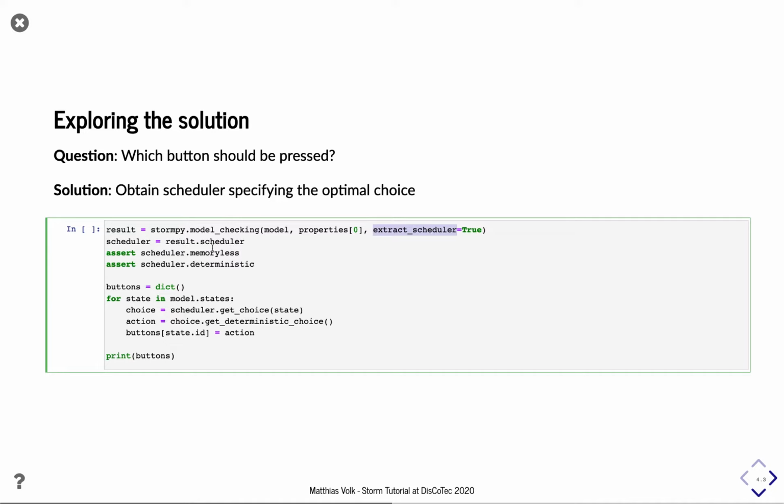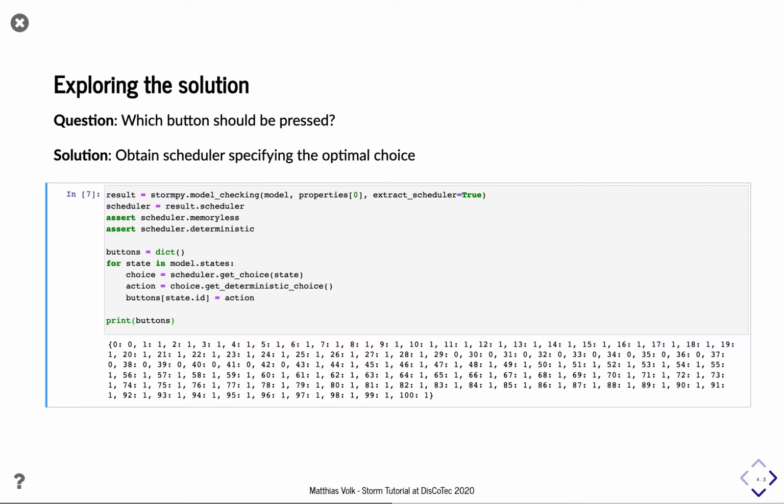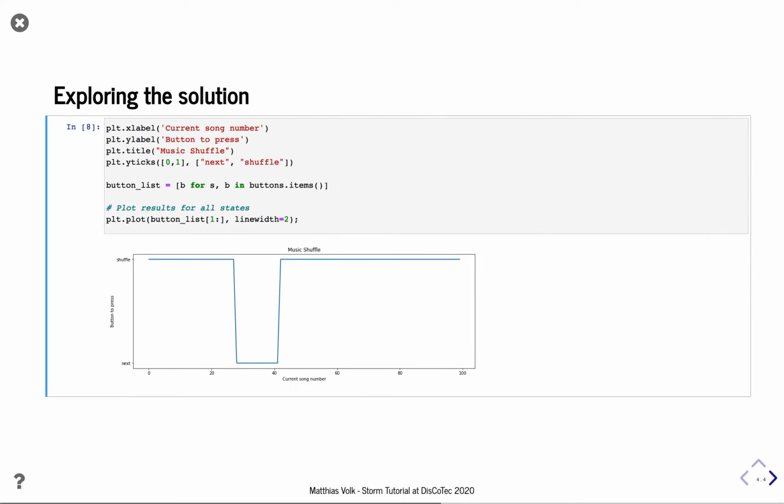And then we get the scheduler from the result, and we can assert that it is memoryless and deterministic. That means at each state we have exactly one choice or one button which we have to press. And then for each of these states we can get this button from the scheduler by getting the choice for each state, and because it's a deterministic choice, we can get the action from that. And then we can fill it, and then we get a dictionary of all the buttons we have to press, which looks like this. But of course this is not nice, so let's again do it as a plot.